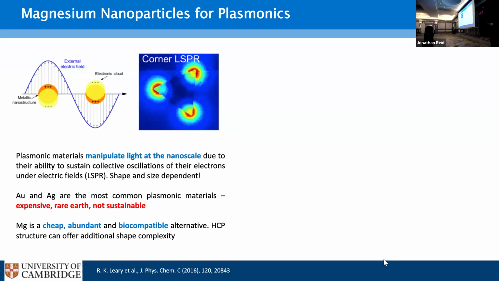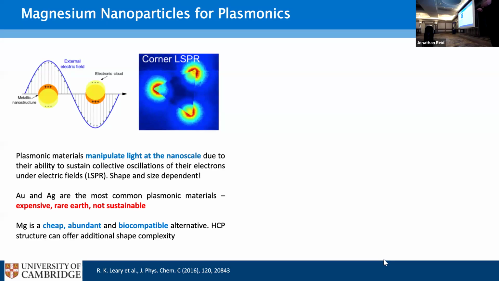So why magnesium? Magnesium is actually a plasmonic material. And so this work originally came about in collaboration with a group at Cambridge led by Professor Emily Ringe, and their research interest is in plasmonic materials and their applications. A plasmonic material is basically one that can manipulate light at the nanoscale. And it's able to do this because it can sustain collective oscillations of their electrons when they're exposed to an electric field. And so it acts to sort of enhance the electric field and concentrate energy at a molecular scale.